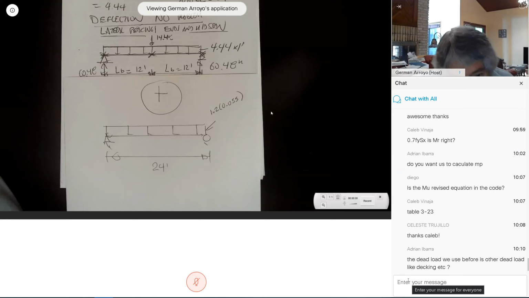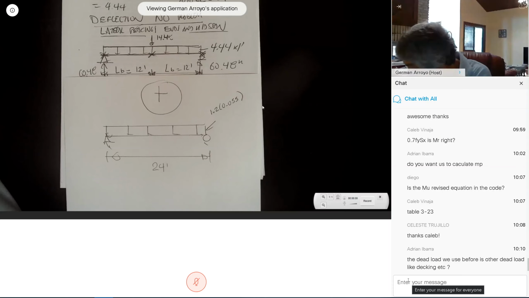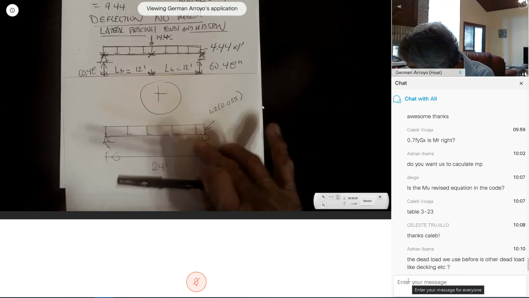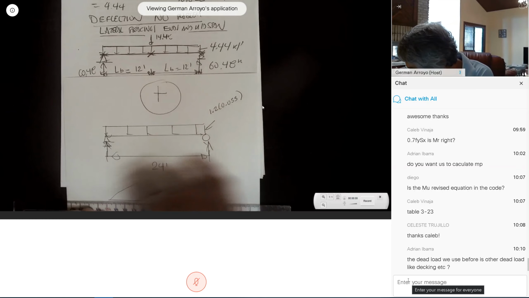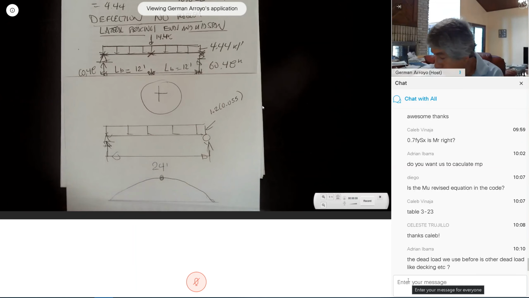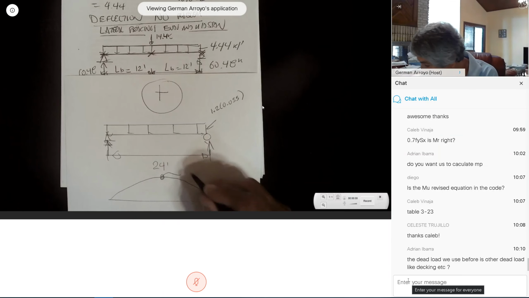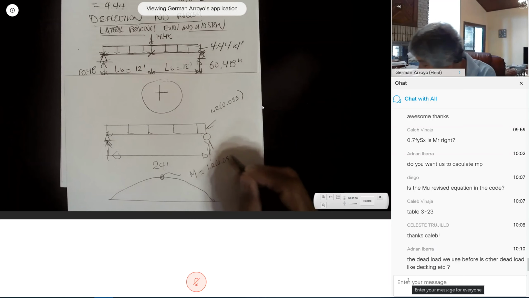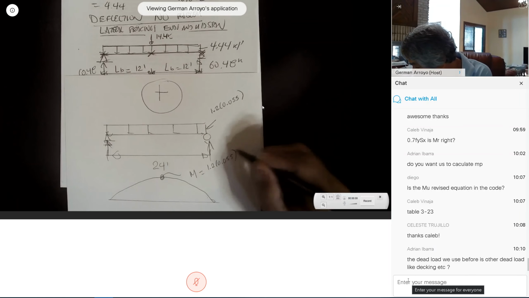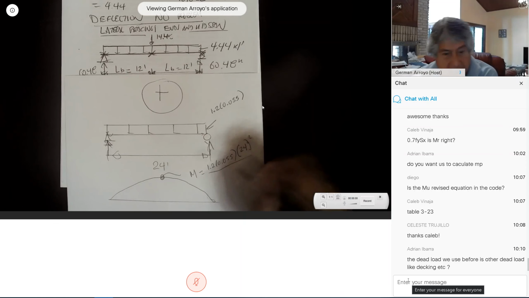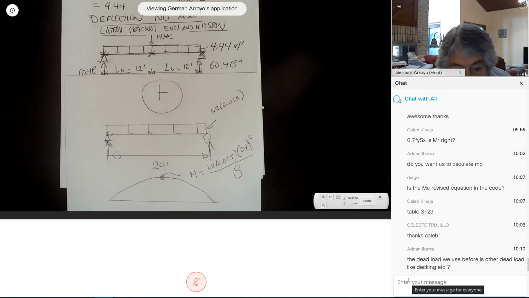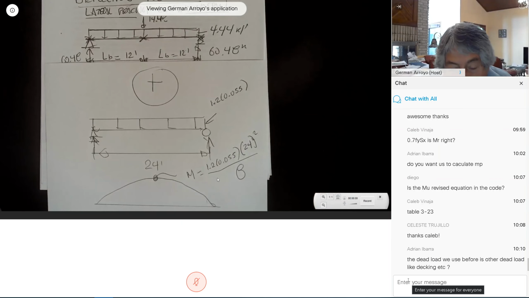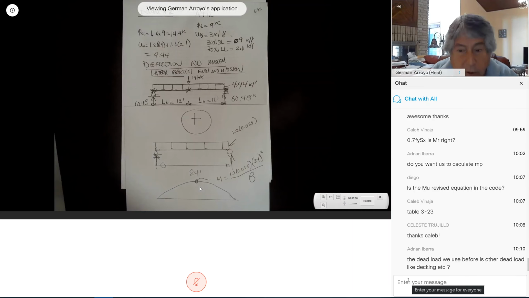And this is the additional weight that we have. So this is going to be producing additional reaction and going to create a moment like this, where this moment is equal to 1.2 times 0.055, that's the W, L squared, 24 squared, over 8. So this should be in the code, should be in your head, because it's simply including the weight of the beam.